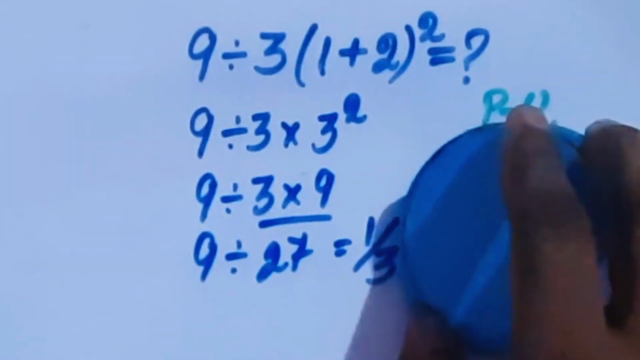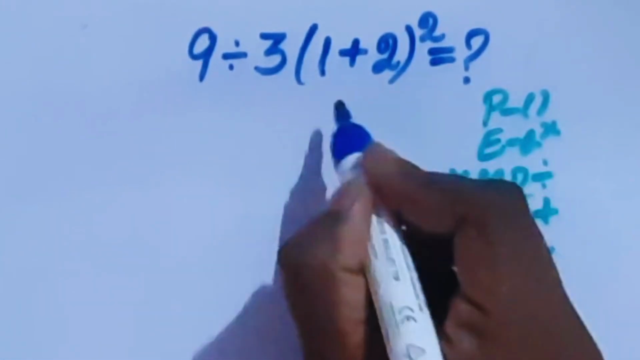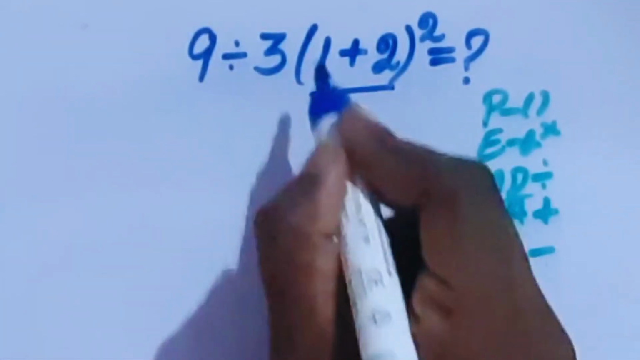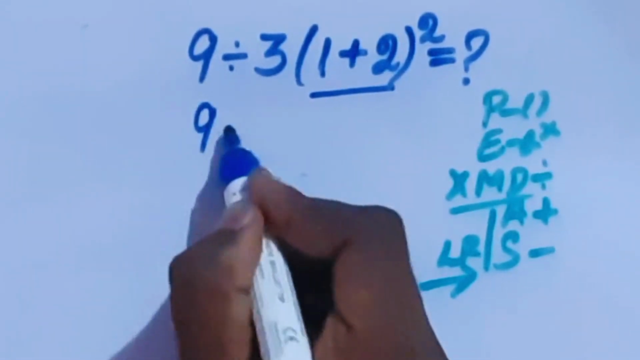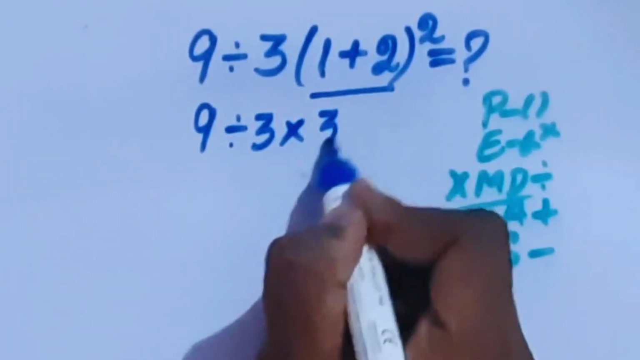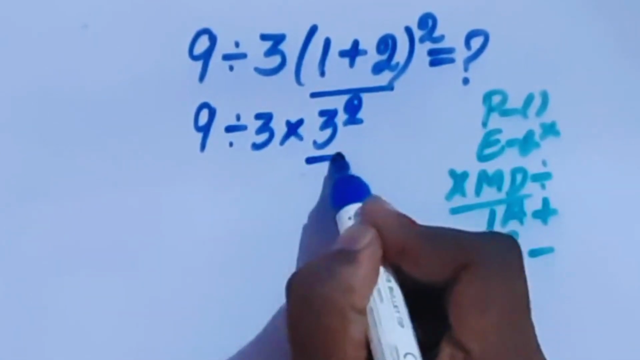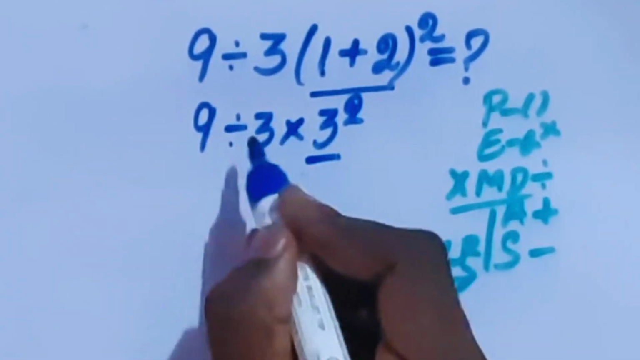Now we are going to solve this problem in the correct order by using this order of operations PEMDAS. Here, as per PEMDAS, the bracket is higher priority. So we have to do this bracket before this operation. Here, 9 divided by 3 times, here 1 plus 2 is 3 to the power of this 2. Here, the next priority is the exponent. So we have to do this exponent before this multiplication and division.